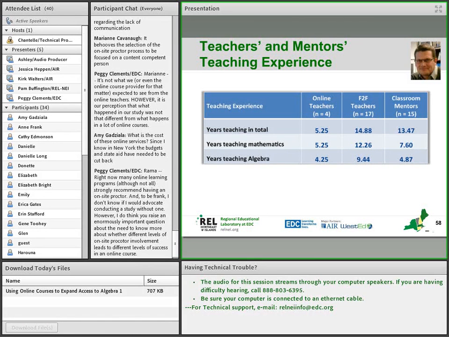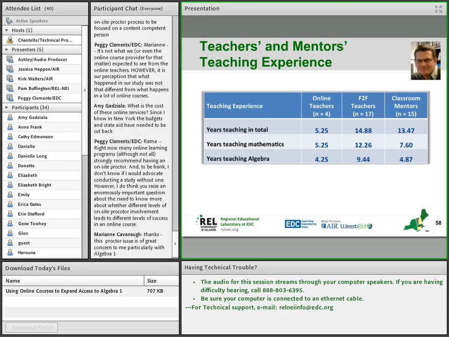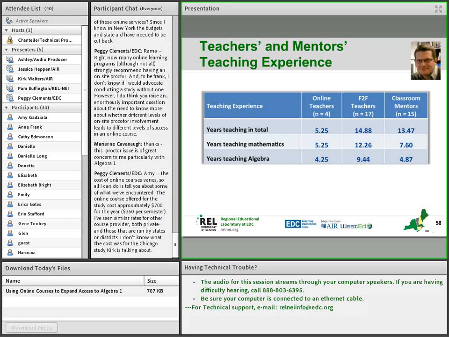In terms of the teachers' and mentors' teaching experience, you can see that the online teachers, on average, were less experienced, but there were only 4, so they had taught about 5 years in total. About 5 years teaching math, whereas the face-to-face teachers and the classroom mentors, on average, were more experienced, 13 and 14 years teaching in total, roughly between 7 and 12 years teaching math, and between 5 and 9 years teaching algebra.